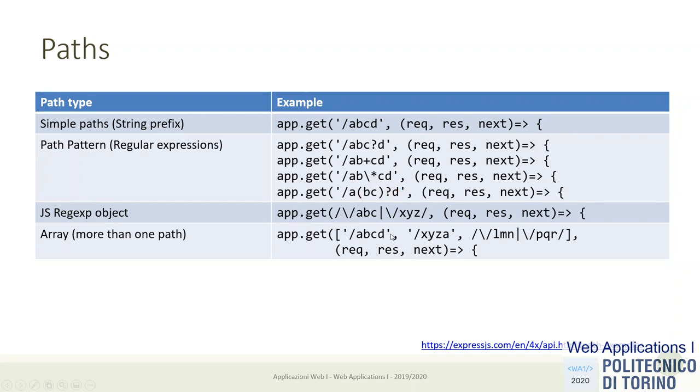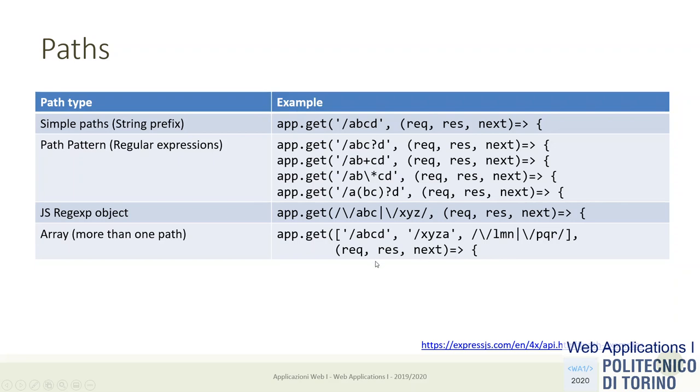Or we can use the regex object, which is predefined in JavaScript. We didn't see that in the JavaScript introduction, but there's a specific type of string, delimited by slashes instead of quotes, that natively creates a regex object in JavaScript that will be matched automatically to the request path.